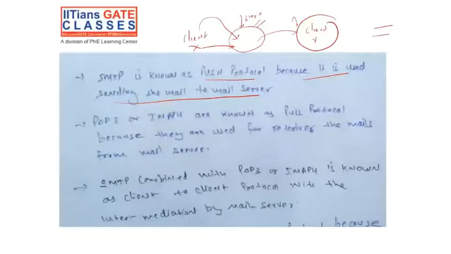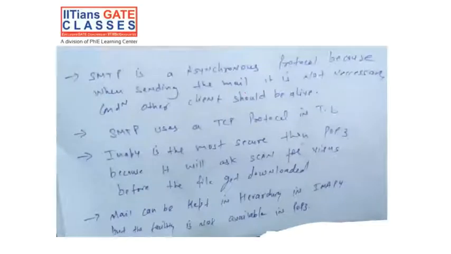Then POP3 and IMAP4 are known as pull protocols because they are used for receiving the mail from the mail server. This is very important: SMTP combined with POP3 and IMAP is known as a client-to-client protocol. Normally, from the previous lecture, we were talking about client-server. If we use SMTP plus POP3 or IMAP, it is known as a client-to-client protocol with the intermediation of the mail server.